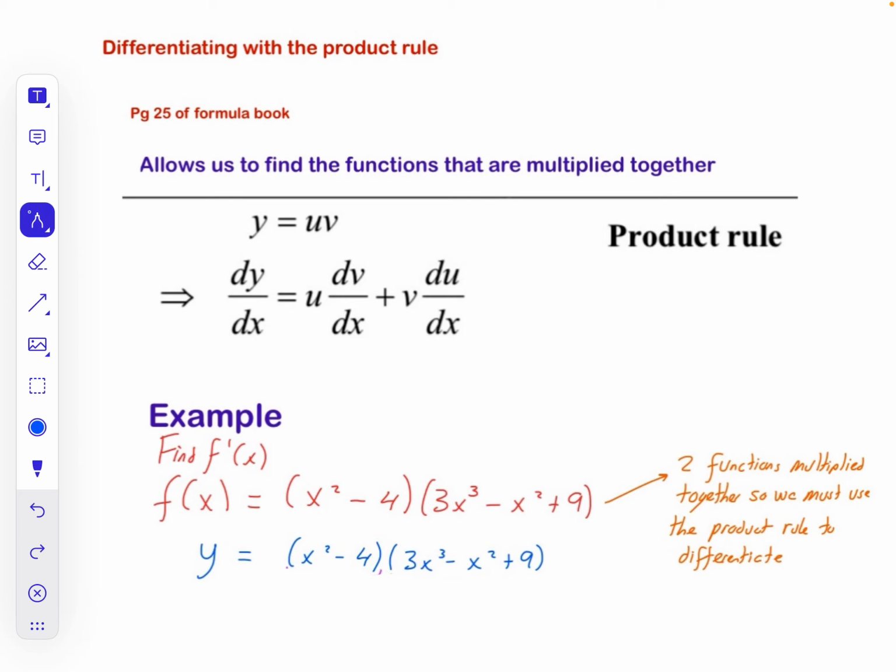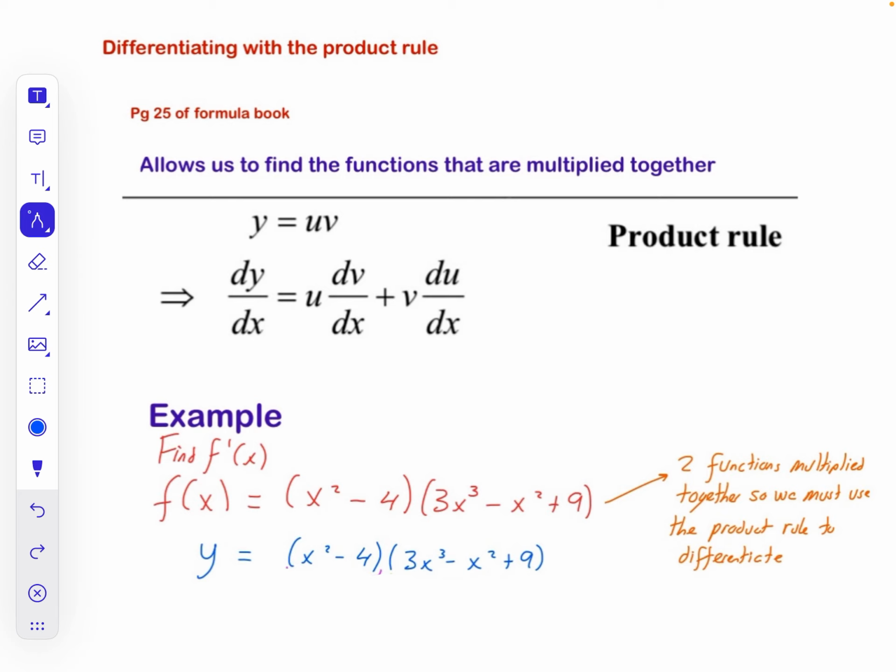This rule is given to you on page 25 of your formula book, okay. Now it's a little bit complicated, but once you see it done once, we should know where we're going from there, okay. So we're going to actually do the example and then we're going to work up to the rule, okay. So we're looking to find f dash x, and we're given that f of x is equal to x squared minus 4, all being multiplied by 3x cubed minus x squared plus 9.